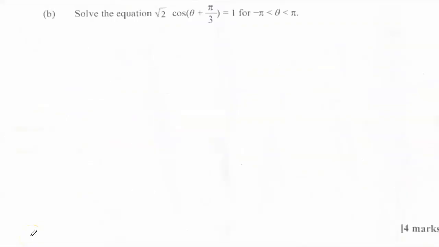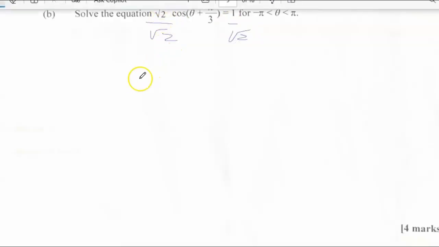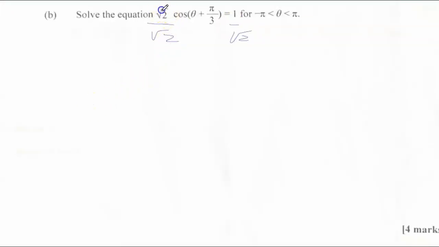Part B, solve the equation root 2 cos of theta plus pi over 3 is equal to 1, where theta is between pi and minus pi. So right away we can just divide both sides by root 2. So what we'll have is root 2 cancel itself, so we're left with cos of theta plus pi over 3 is equal to 1 over root 2.